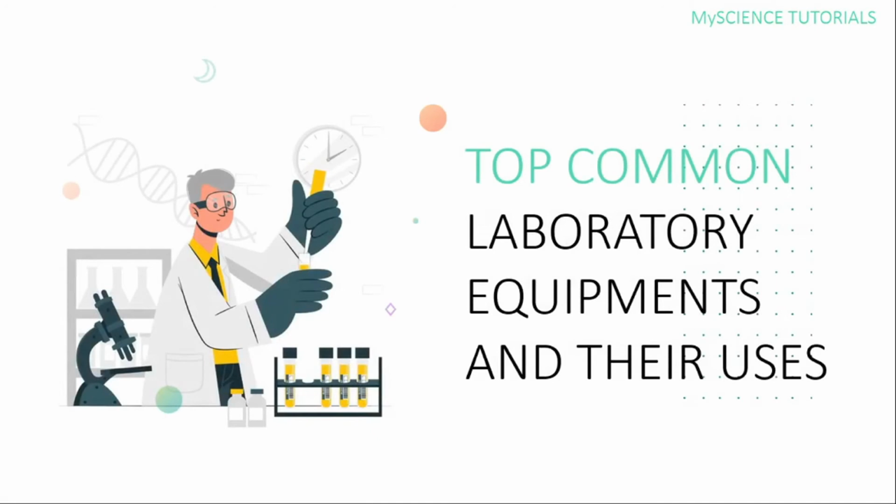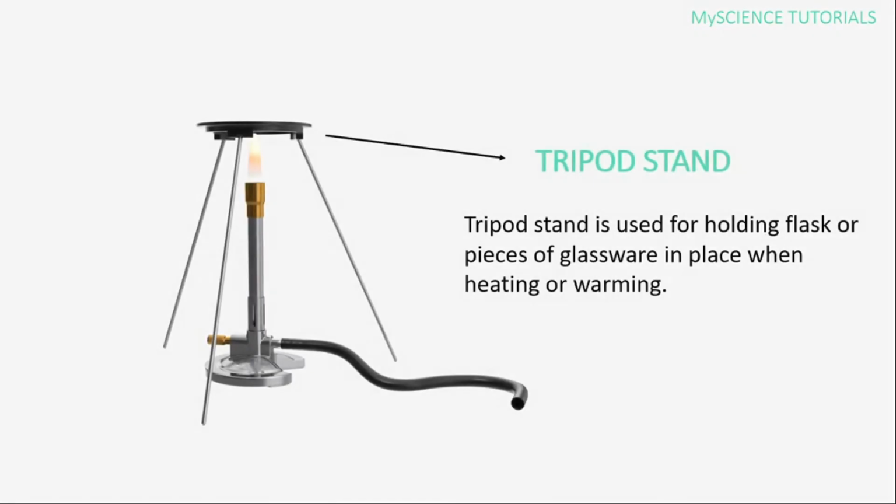Alright, so without further ado, I present to you the top common laboratory equipment and their uses. The first one we want to look at is the tripod stand. The tripod stand is used for holding flasks or pieces of glassware in place when heating or warming. We can see the top over here, where my pointer is circling around. That is where we put the glassware, so that we can use the Bunsen burner as the source of heat and warm our solution contained in the glassware.